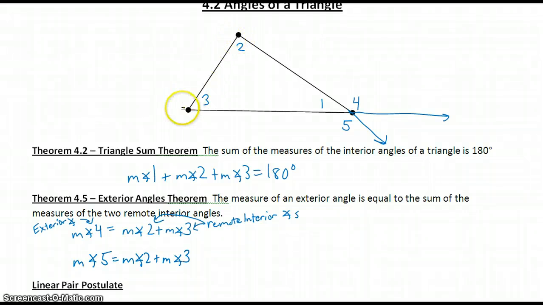If I extend this side of the triangle, I create another exterior angle, angle 6. And the measure of angle 6 is going to be equal to the measures of the 2 remote interior angles. Well, if we look at angle 6, if angle 6 is the exterior, 3 and 1 have to be my remote interior angles.